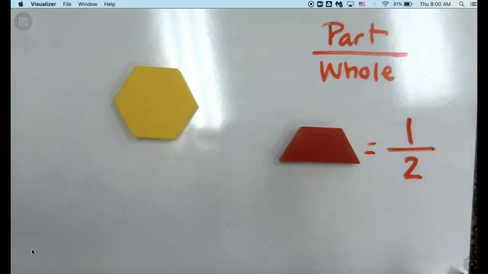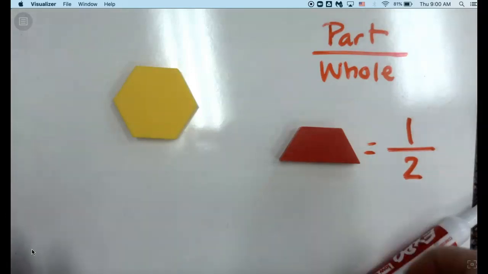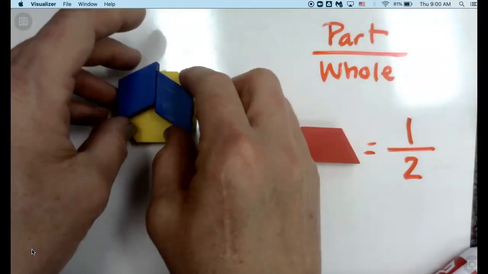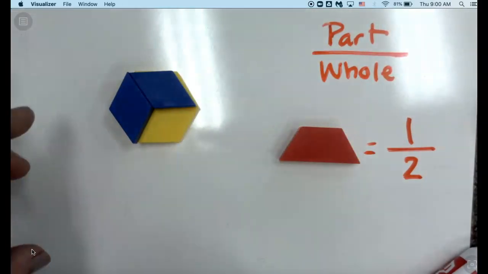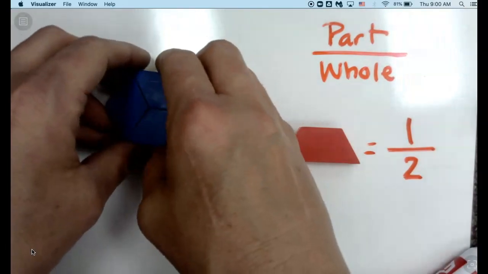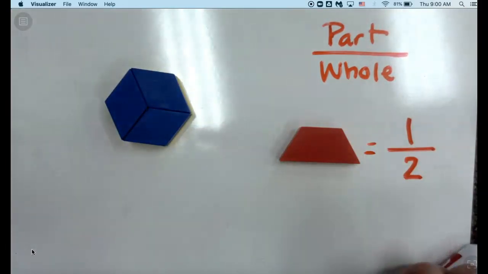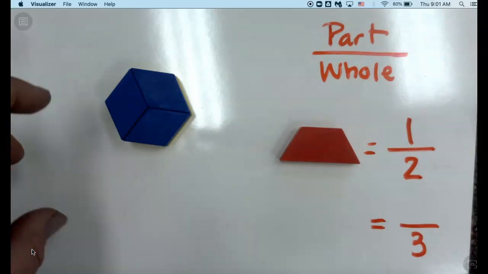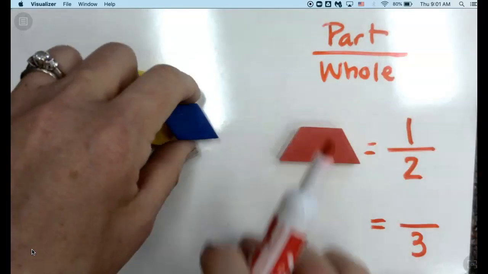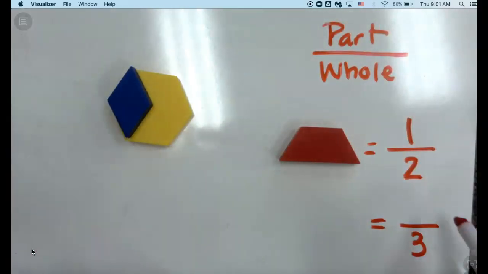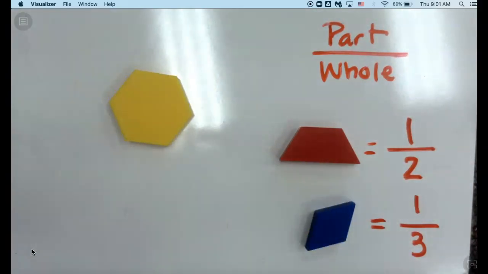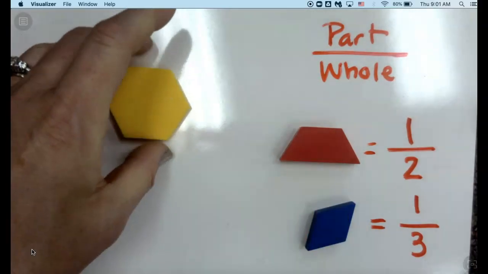Okay, now let's try another shape. So we're going to fill our whole with these blue rhombus shapes. And if we notice, 3 of them fill it up. So it takes 3 to fill up the whole shape. So my denominator would be 3. And then if we are just looking at one of them, 1 of the 3, or 1/3, would equal 1 rhombus.